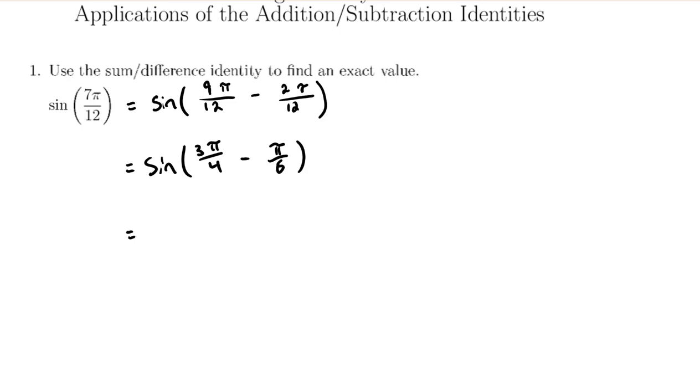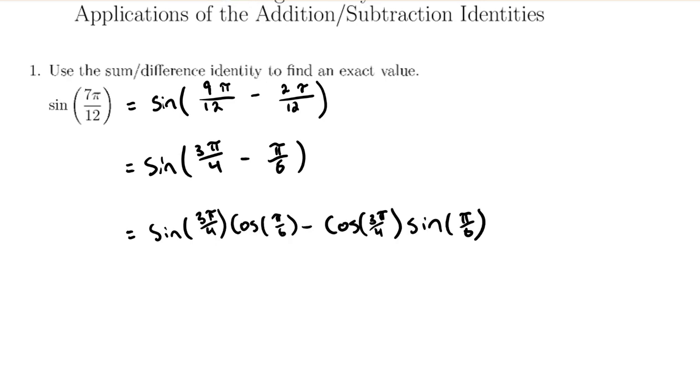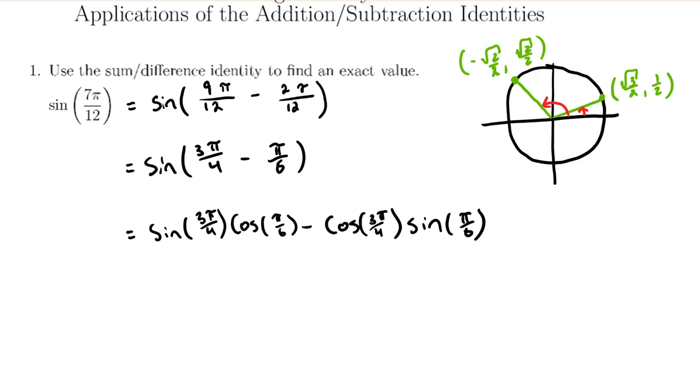So what I can do now is just directly apply my difference formula for sine. Now everything's in terms of either sine or cosine of 3 pi over 4 or sine or cosine of pi over 6. And since I know my points with an angle of pi over 6 and 3 pi over 4 on the unit circle, I can just replace sine of the angles with the corresponding y-coordinates on the unit circle, and cosine with the corresponding x-coordinates to the angles on the unit circle.